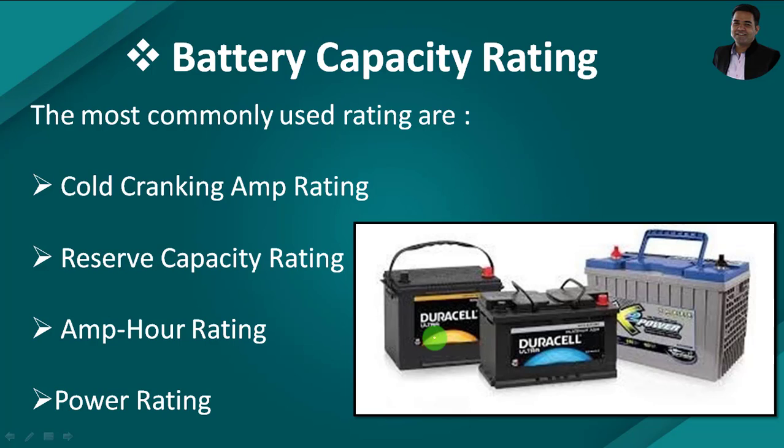The most commonly used rating methods for batteries are the cold crank ampere rating method, the reserve capacity rating method, the ampere hour rating method, and the power rating method. Different manufacturers use one of these rating methods. So let's discuss each one step by step. As I said, by each method a manufacturer is trying to describe the capacity of a particular battery.